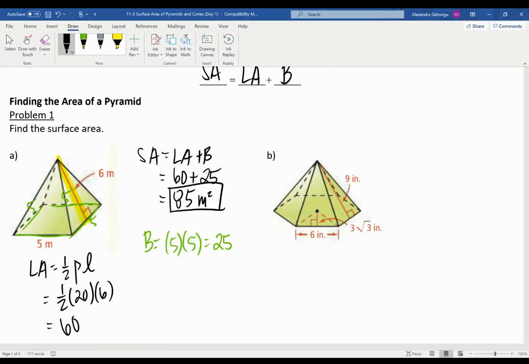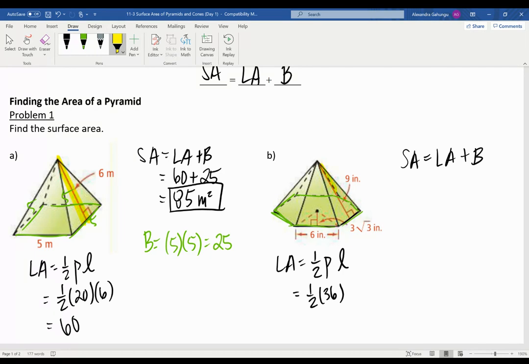Then the next guy, that's a hexagonal pyramid. So we'll find our surface area by looking at our lateral area plus our base. So the lateral area is 1/2 the perimeter times our slant height. Now our perimeter all the way around, we got 6 sides, 6 of those, so it's 1/2, 6 times 6, so 36. And the slant height of one of those triangles is this guy, the 9.